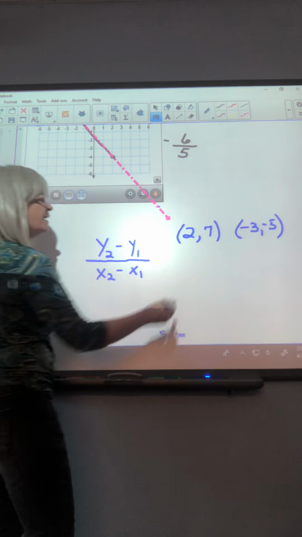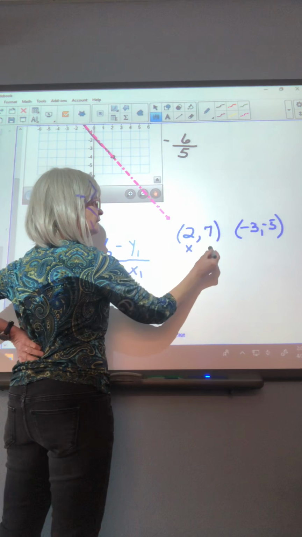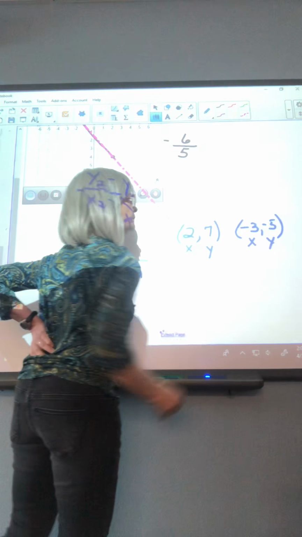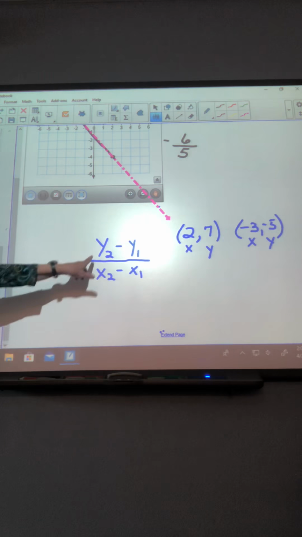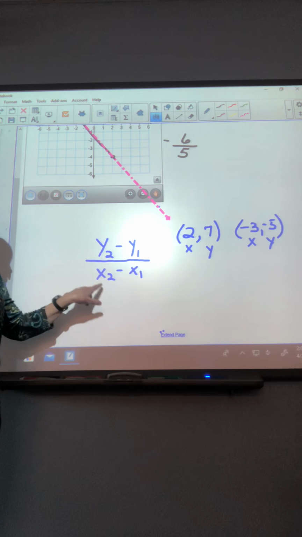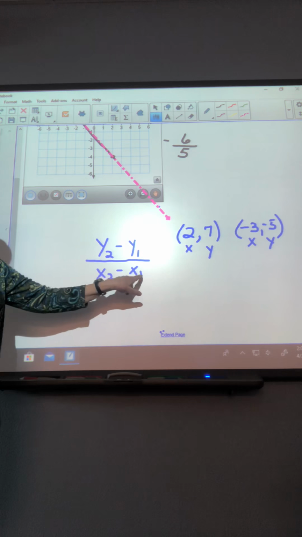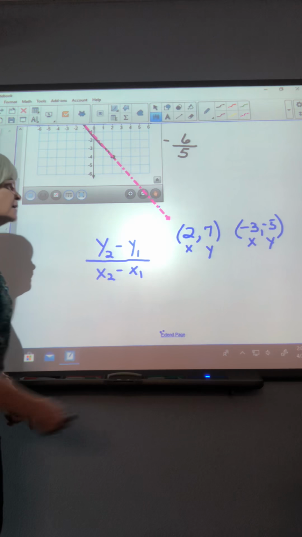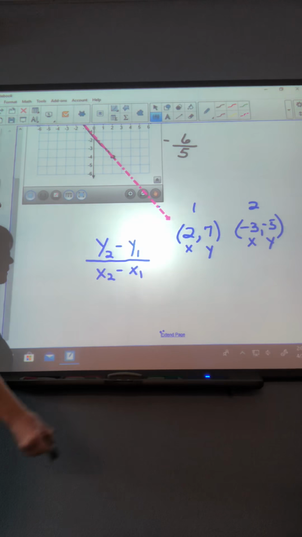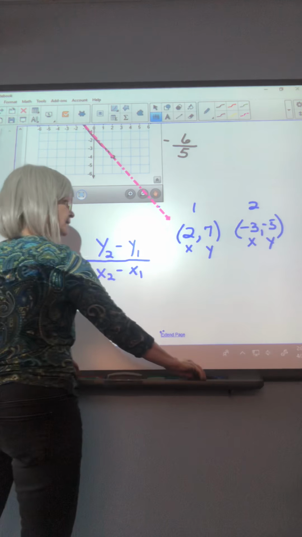So remember that this is the x-coordinate, that is the y-coordinate. X-coordinate, y-coordinate. And then we just follow our equation. So it says y2, so this isn't like an inverted exponent. This represents point 2, this represents point 1, this represents point 2, this represents point 1. So if I say this is point 1 and this is point 2, then I just go ahead and subtract.